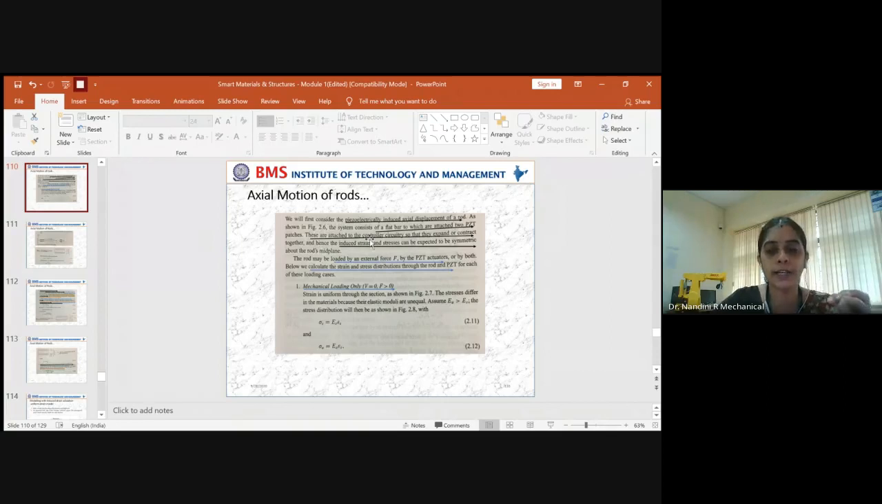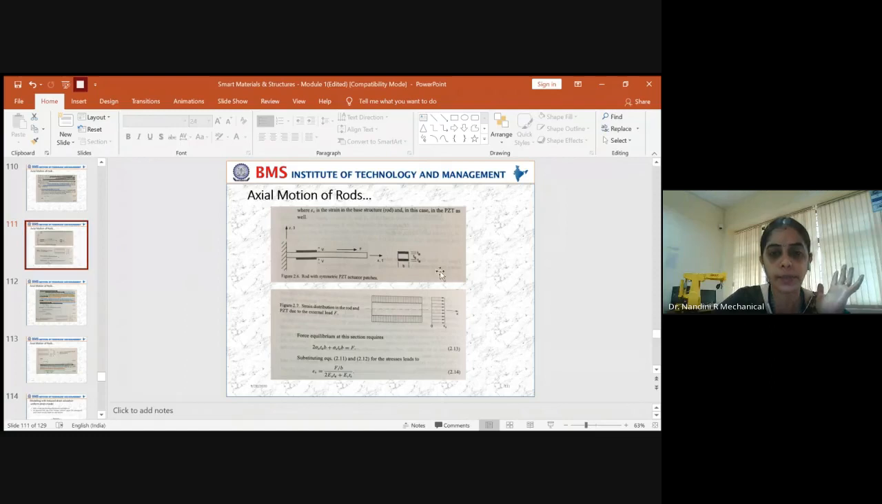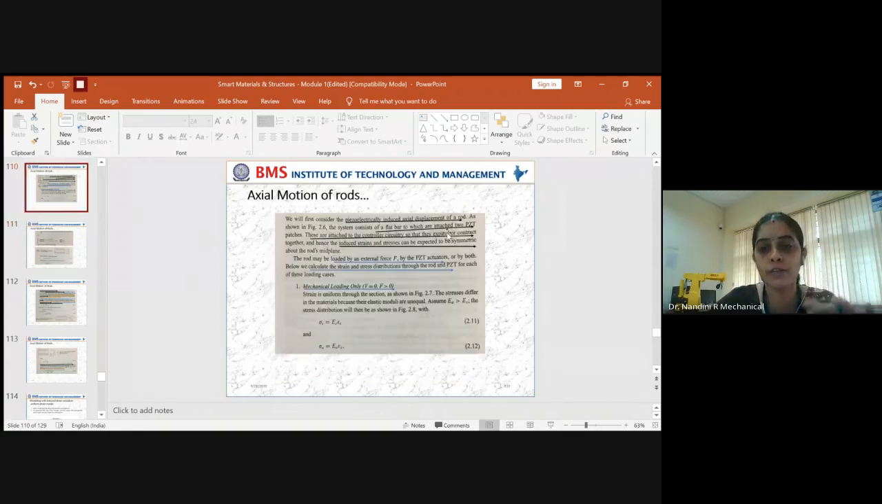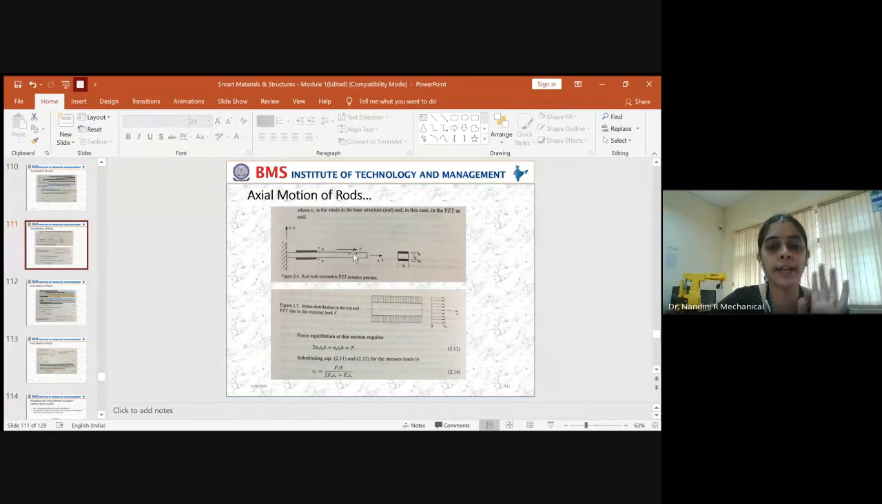What you have to understand here is the piezoelectrically induced axial displacement of a rod. This is the rod or the structure on which you have the PZT patch. The direction in which the deformation comes into the picture is along the x-axis. This x-axis is also called axis 1, and the direction of the force is parallel to our x-axis. So you will get the displacement along our x-axis.